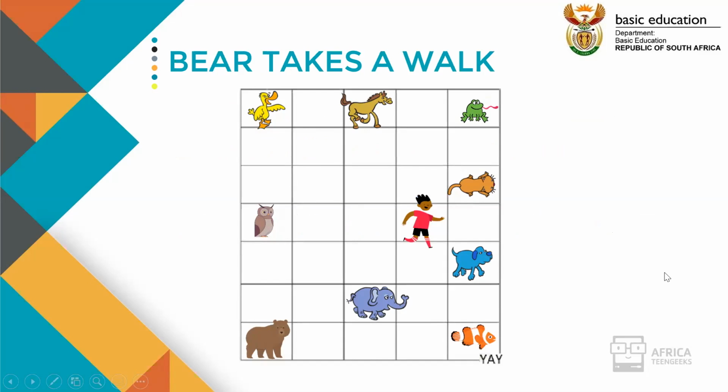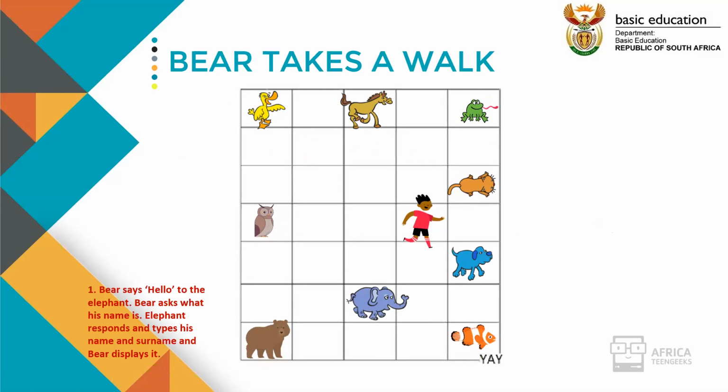Okay, then what do we have here? Well, this is basically our schedule, so to speak. We want to go through all of these animals before the end of our whole long holiday schedule. The first one, number 1, is where Bear is going to walk along and then talk to Elephant.